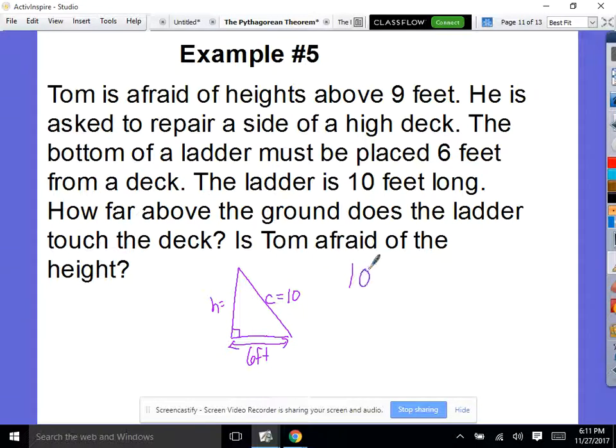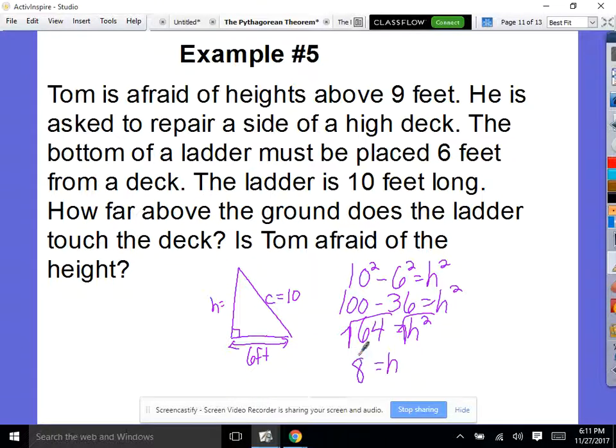So we can say 10 squared, because that's our hypotenuse, minus 6 squared equals h squared, height squared, or b squared. So 100 minus 36 equals h squared. 100 minus 36 is 64 equals h squared. And if we take the square root, h, the height of that ladder, is 8 feet. So Tom would not be afraid of that height because it is not above the 9 feet.